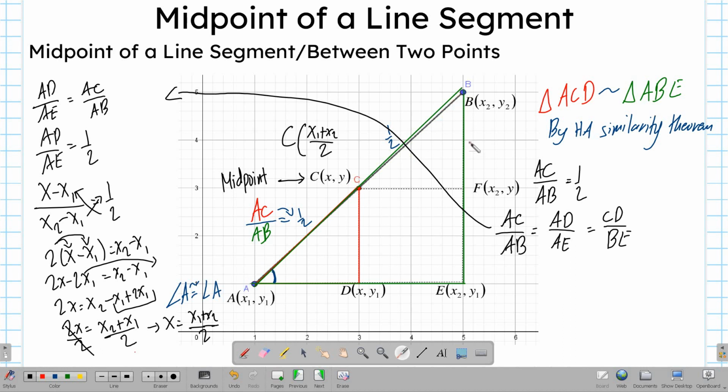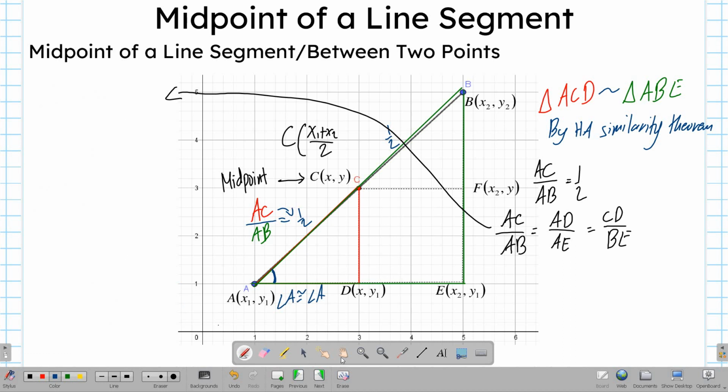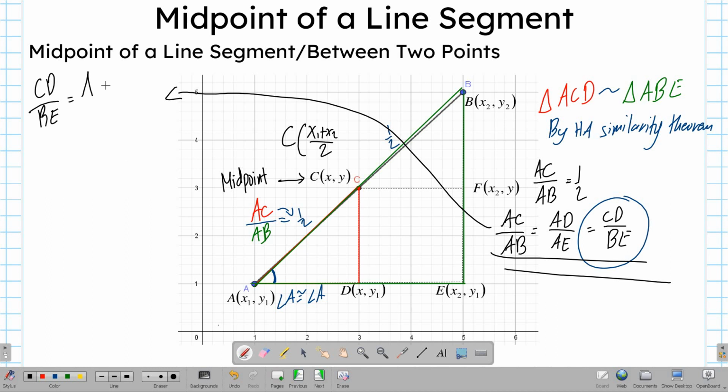Ayan. Now, we're going to do the same with Y. Lilinisin ko lang ito. Ayan. So now, let's now look for the Y coordinate. A while ago, we used AD over AE for the x-coordinate. So naturally, we're now going to use CD over BE for the y-coordinate. Ito naman. Ito yon. So, we know from this relationship from the AA similarity theorem that CD over BE is also equal to AC over AB, which is 1/2.